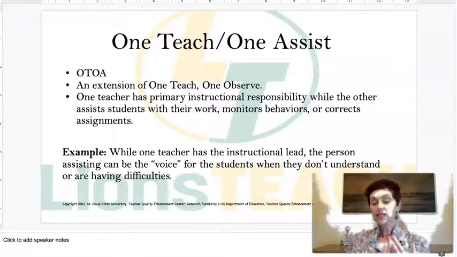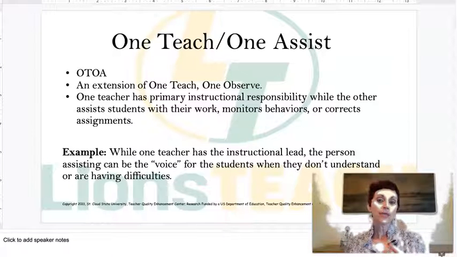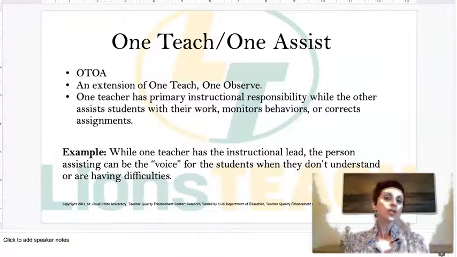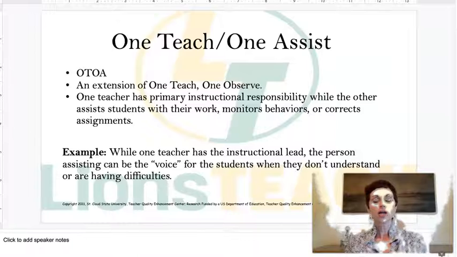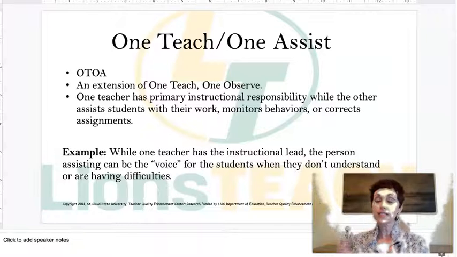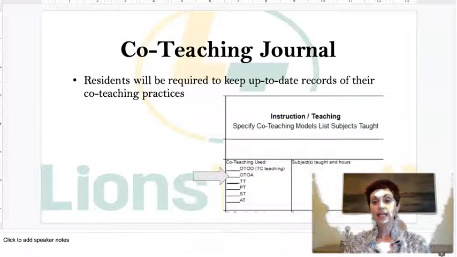These are not better than any other model. They're important for you right now, especially as we are moving through residency, that we start here. It's a good opportunity for the mentor teacher to provide support to the resident teacher, and also for the resident teacher candidates to gain information as they observe and assist.